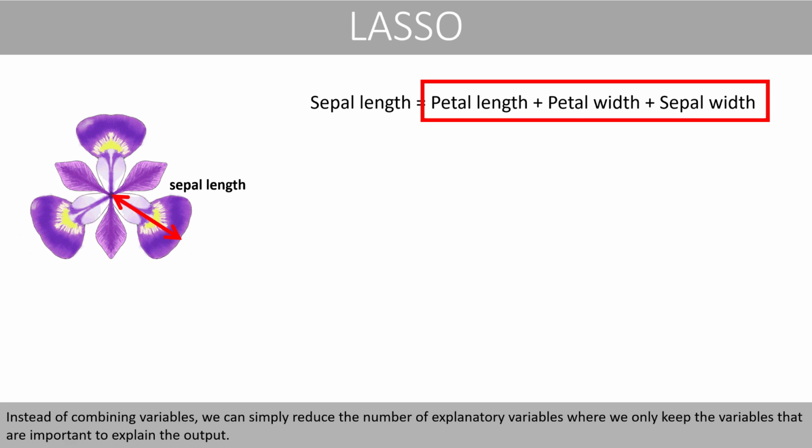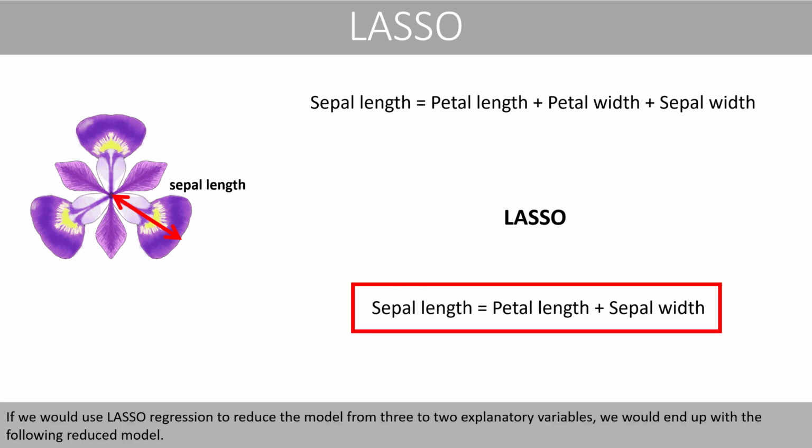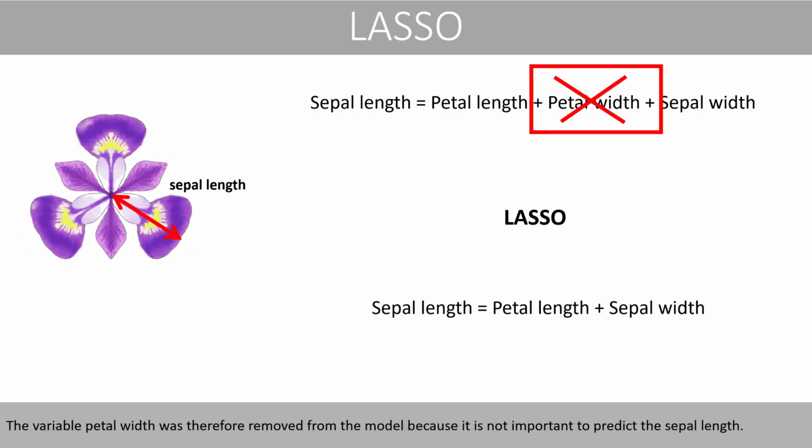Instead of combining the variables, we can simply reduce the number of explanatory variables, where we only keep the variables that are important to explain the output. One such method is called LASSO regression, which is a regularization technique. If we would use LASSO regression to reduce the model from 3 to 2 explanatory variables, we would end up with the following reduced model. The variable petal width was therefore removed from the model because it is not important to predict the sepal length.